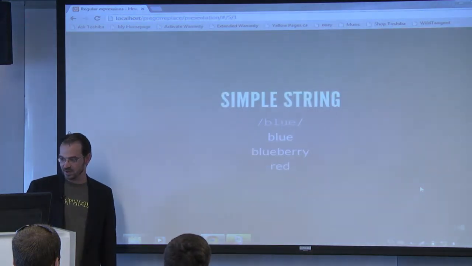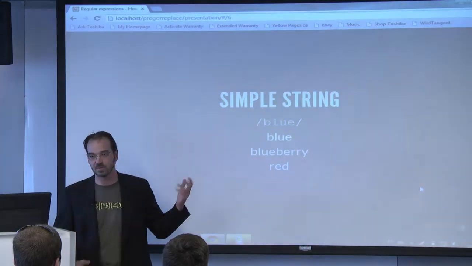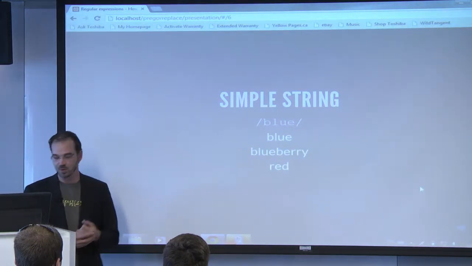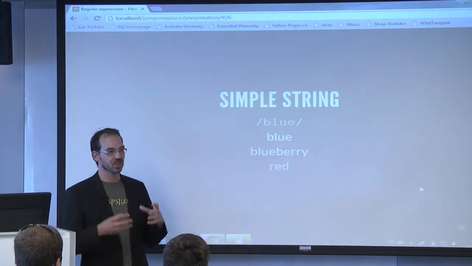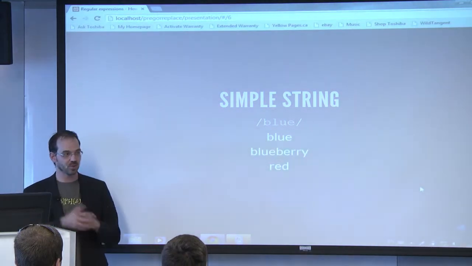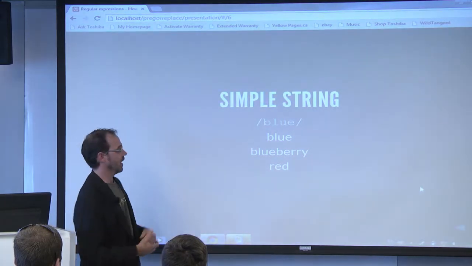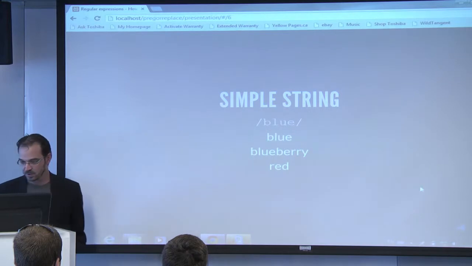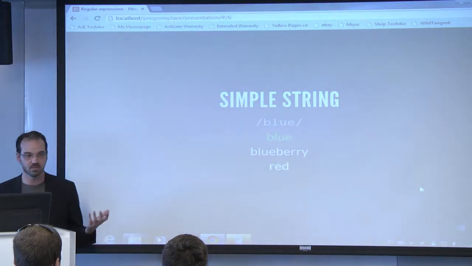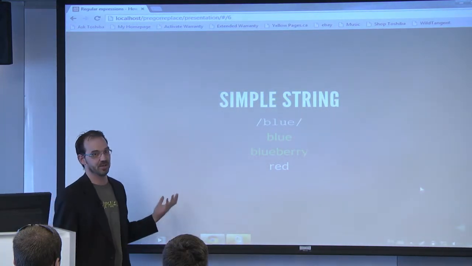So now let's get started with a simple string. Like we said, what you want to do with a regular expression is match something in a string. So in this regular expression, I'm trying to match the word blue in a string. I use the delimiters to surround the regular expression, letters B, L, U, E in that order, and does it match? So yes, I have the word blue, it matches, because obviously it contains the pattern of letters B, L, U, E. Then we have the word blueberry, does it match?